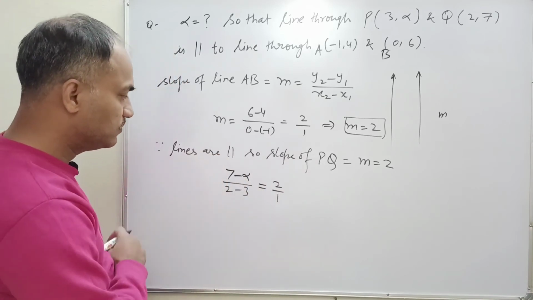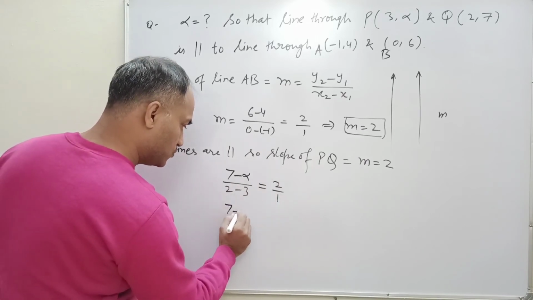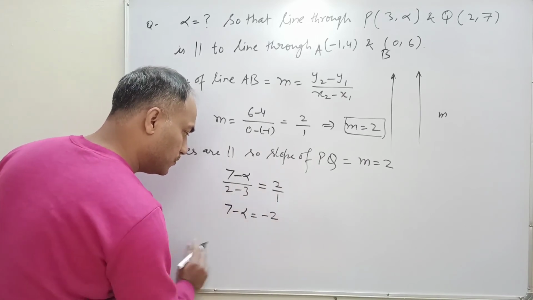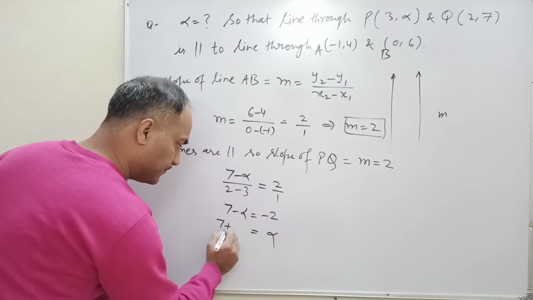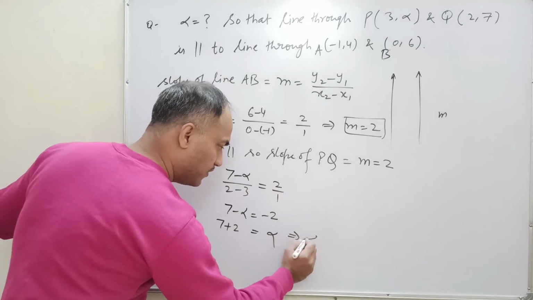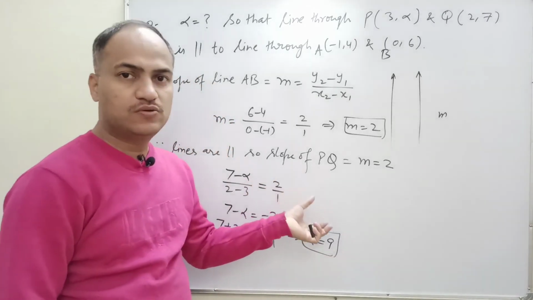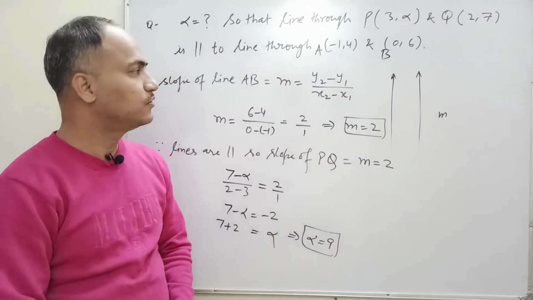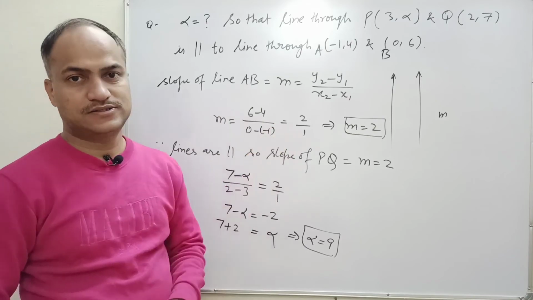Okay. Now simplify. This is minus 1 into 2, so this is minus 2. So alpha, bring the other side, 2 will come this side. So alpha is 9. So the unknown value alpha is 9 here. Okay. So here we use the concept of parallel lines.